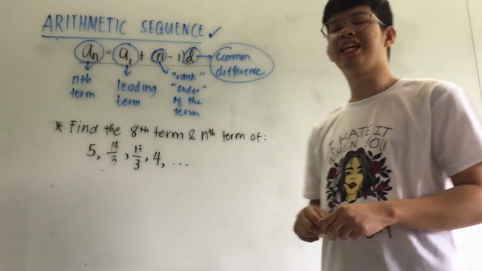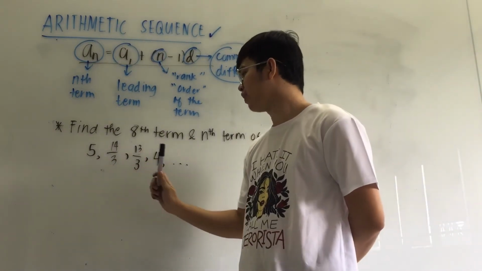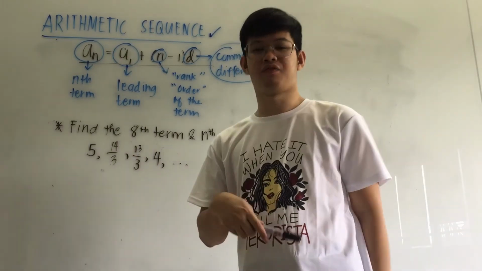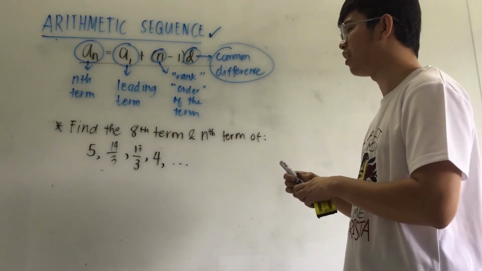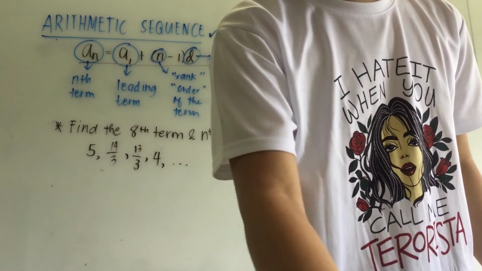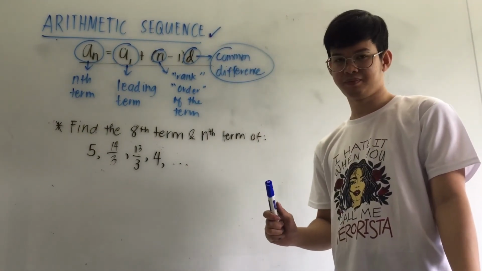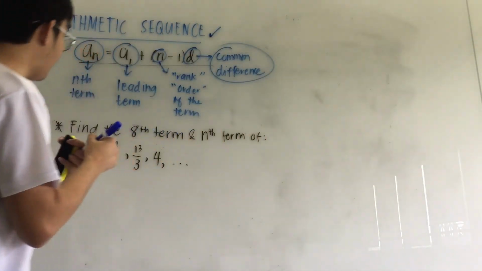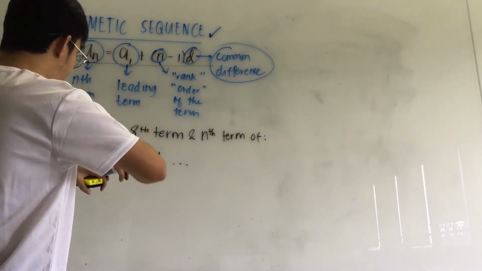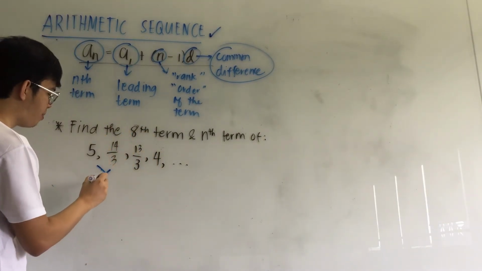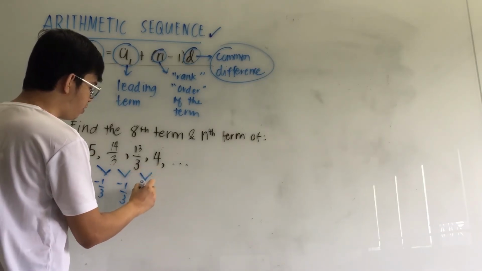Okay, so now let's find the 8th term and then the nth term of the sequence 5, 14 over 3, 13 over 3, and then negative 4. Again, first things first, we need to find if this is actually an arithmetic sequence. Now, pause this video and try to solve for the common difference. Okay. If your answer is negative 1/3 for the common difference, then you are right. Therefore, this is really arithmetic because the common difference is negative 1/3, negative 1/3, and negative 1/3.